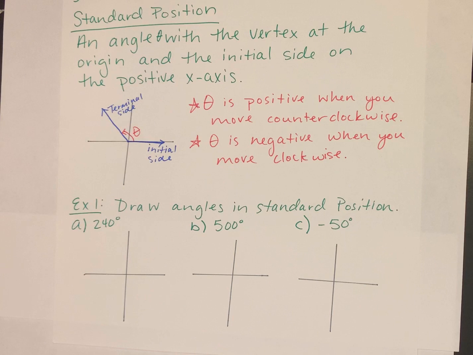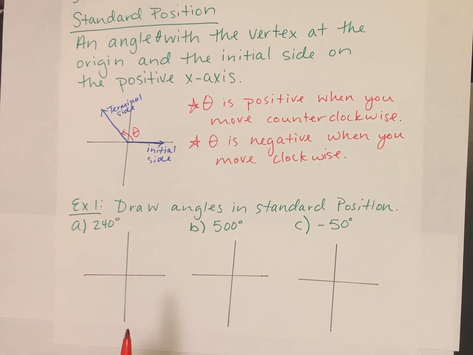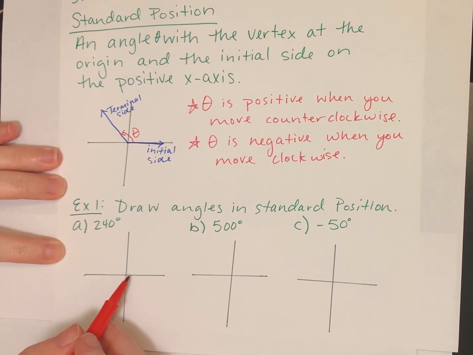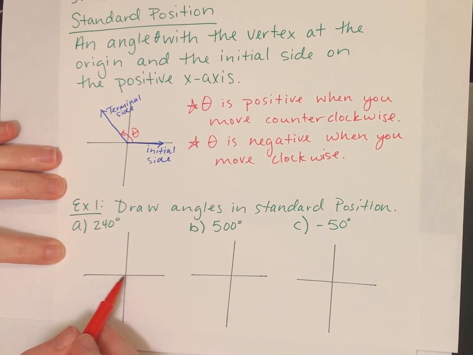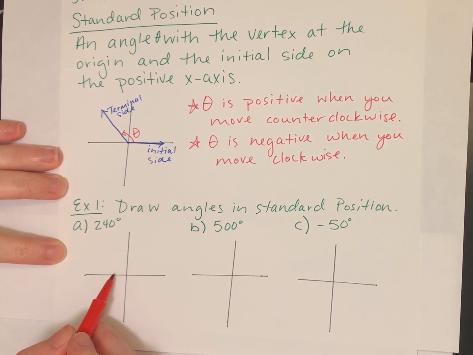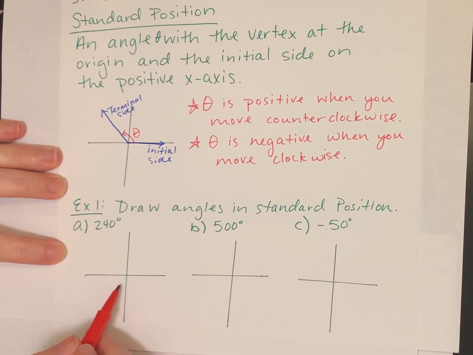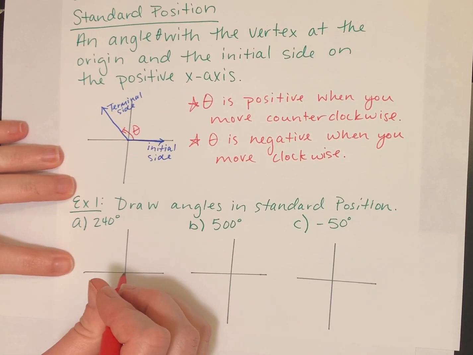So part A is 240 degrees. And if at any point you need to pause the video just to copy stuff down, feel free to do that. So 240 degrees. So if we're starting here, this would be 0, right? And halfway around is 180 degrees. And then another quarter of the way would be another 90 degrees. So we don't go quite that far, right?